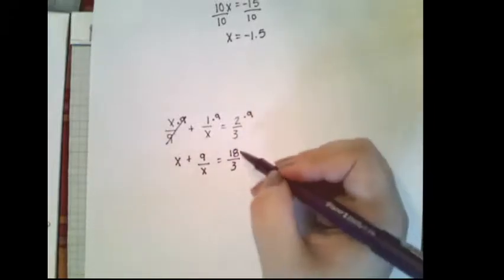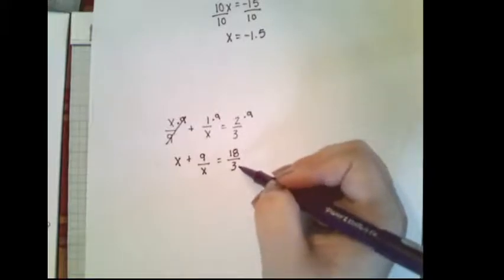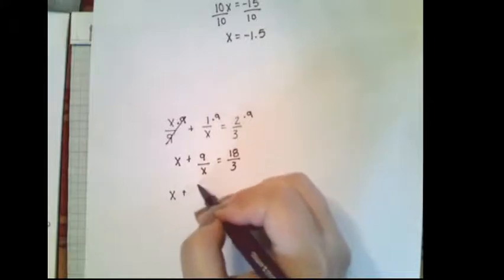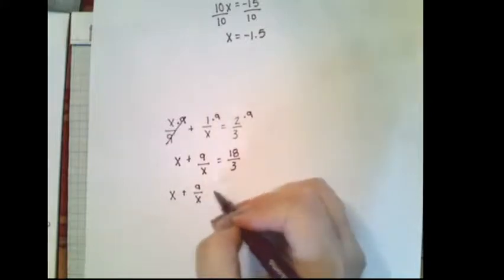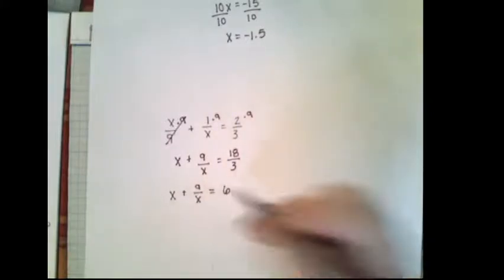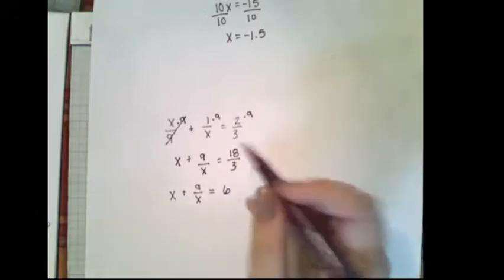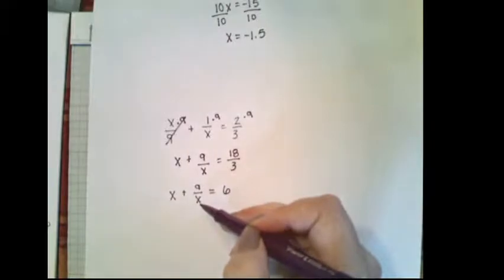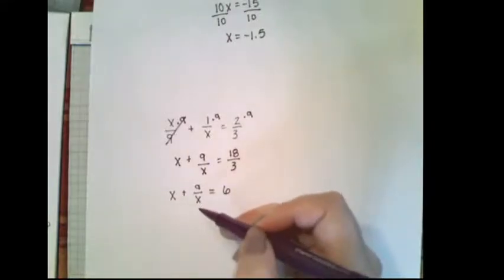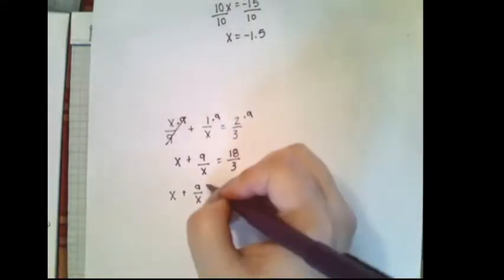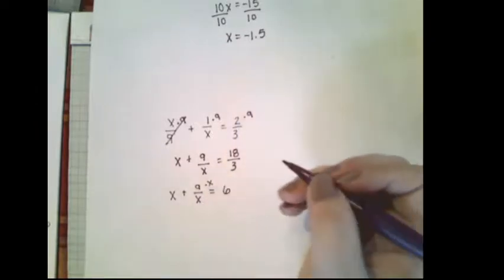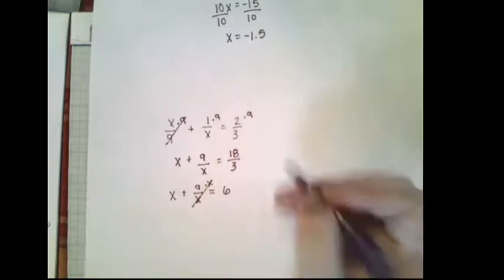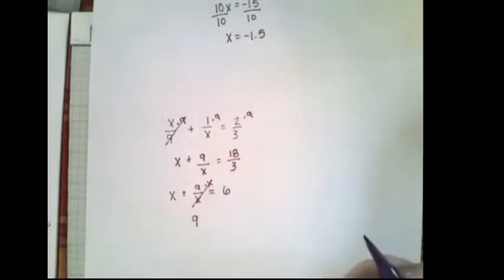Well, if you notice, 18 is divisible by 3. So we can actually simplify this before we go and eliminate any other fractions. 18 divided by 3 is 6. So now we have one more fraction to get rid of, this 9 over x. We get rid of that over x just like we do a number. We multiply by x. And then instead of the numbers canceling out, the x's cancel out, leaving us with 9.